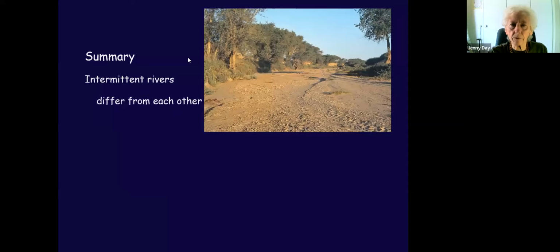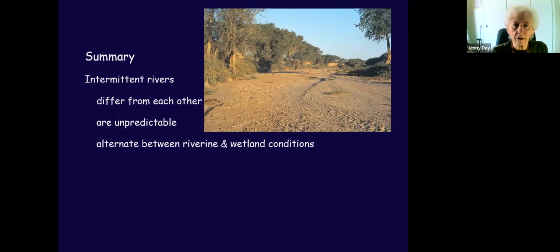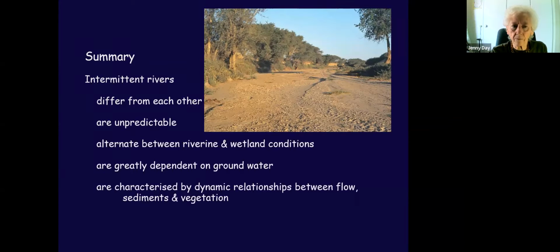But in summary, intermittent rivers, first of all, differ from each other. Very difficult to extrapolate from one to another. They're unpredictable in the amount and timing of water, floods, flow, and groundwater. They alternate between riverine and wetland conditions. They're greatly dependent on groundwater. They're characterized by dynamic relationships between flow, sediments, and vegetation.